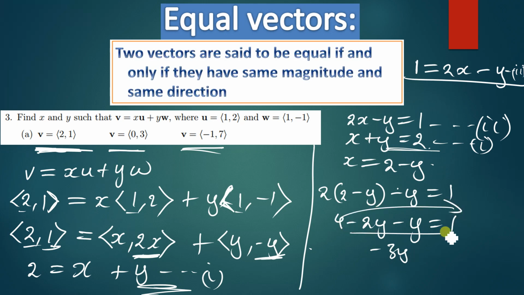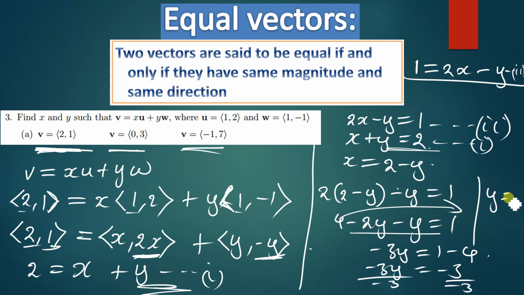Then this 4 will go to the other side of the equal sign so that I have 1 minus 4. So negative 3y is equal to negative 3. Divide by negative 3, divide by negative 3. The value of y is equal to what? 1. So we have managed to find the value of y.